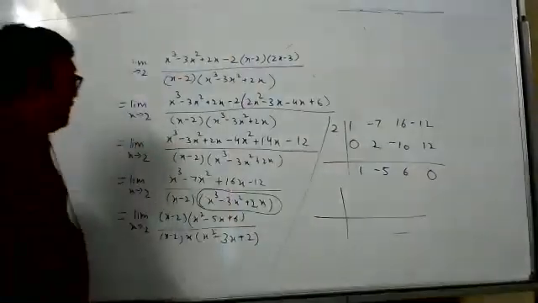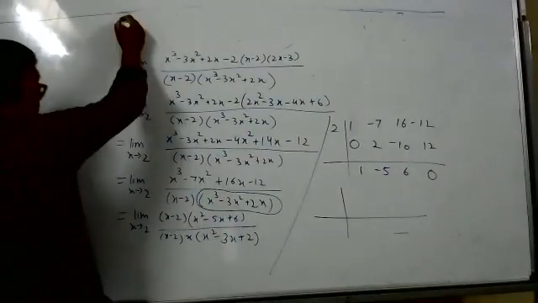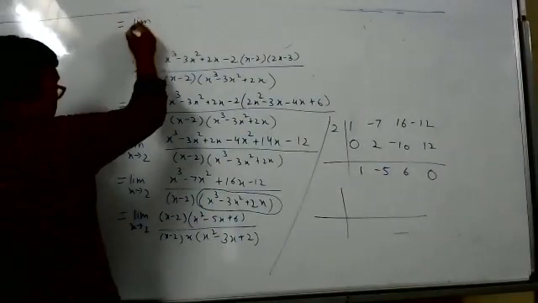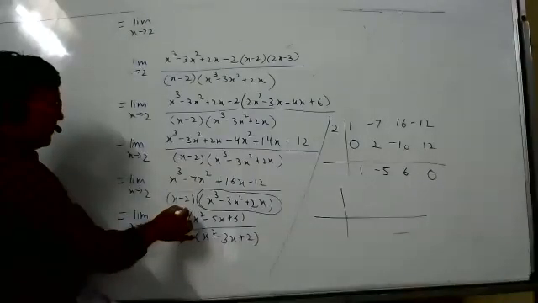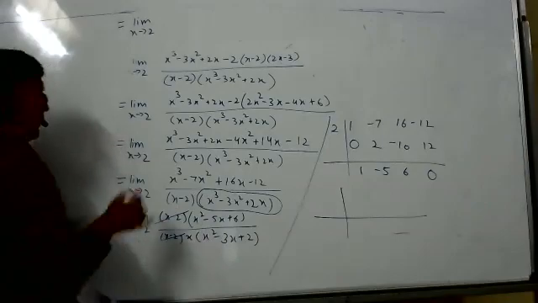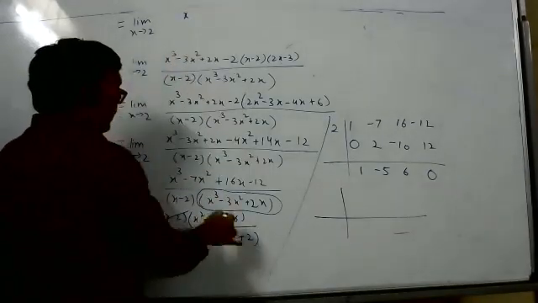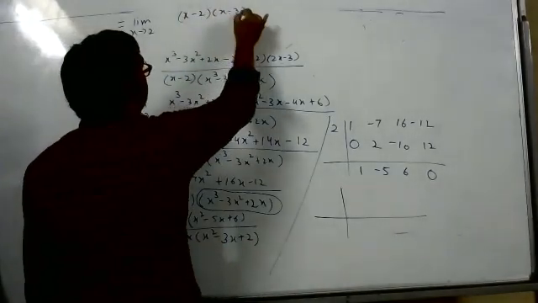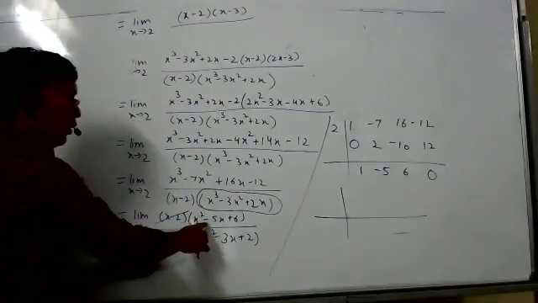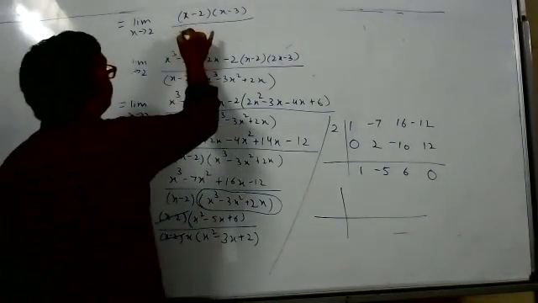Now tell me, student, is x square minus 5x plus 6 further factorizable? Yes, sir, we can further factorize. Before that, we can cancel this one if we want. Cancel it. Factorize this by splitting the middle term. What are the factors? x minus 2, x minus 3. Can you do the splitting of the middle term and factorizing yourself?